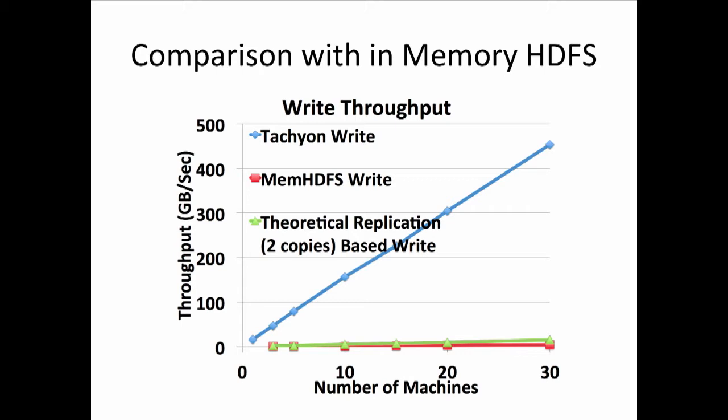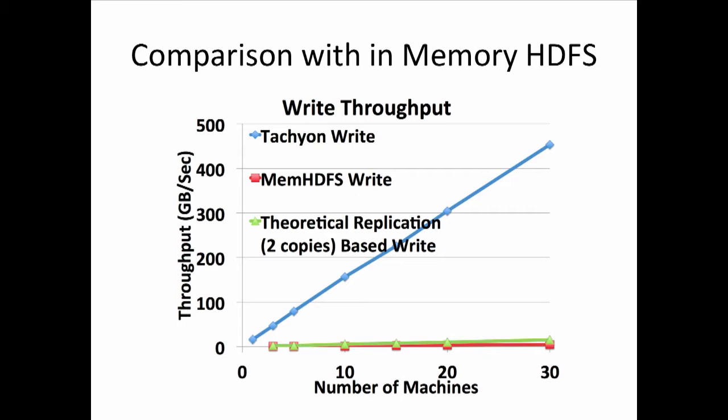And then we did a theoretical analysis. What's the best performance you can get if you do replication-based write? And you have to go across the network, which will become the bottleneck. That's the green line. And here you can see the gap is still pretty significant.